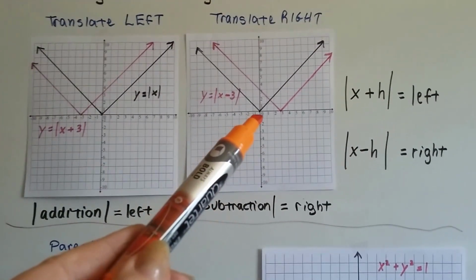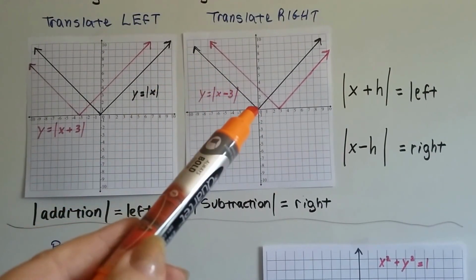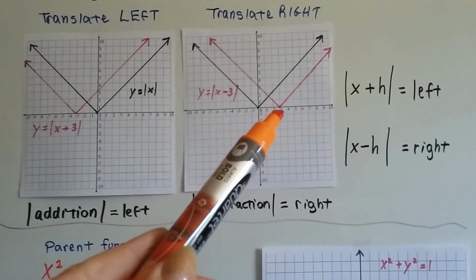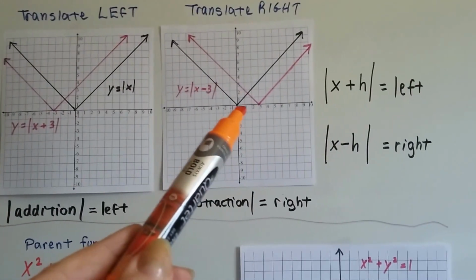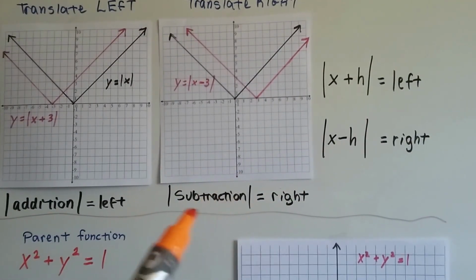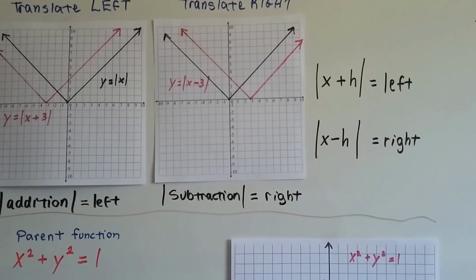And now we've got our parent function right here, y equals the absolute value of x, and now we've got an x minus 3 in absolute value. So we're going to move to the right 3 units. We're going to go 1, 2, 3. So when there's subtraction inside absolute value bars, we're going to go to the right. So if it's minus the constant, we go to the right.